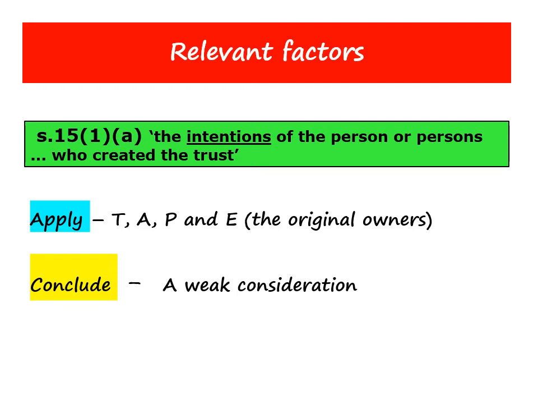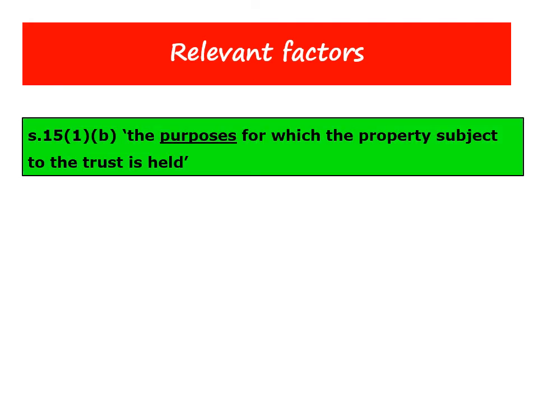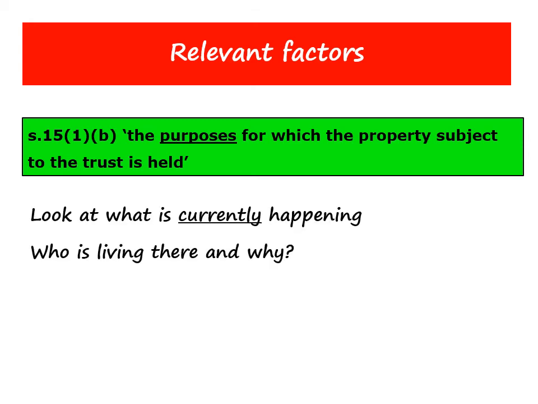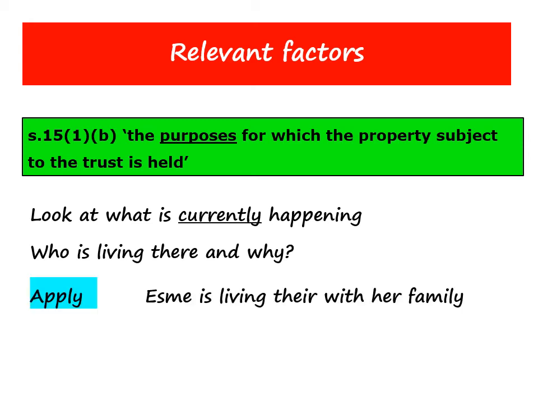Subsection B refers to what the current use of the property is. So who is living there and why? Well, Esme is living there with her husband and stepson as her home, but her co-owners are not living there. So the fact that it's only occupied by one of the current owners is likely to be a significant factor.